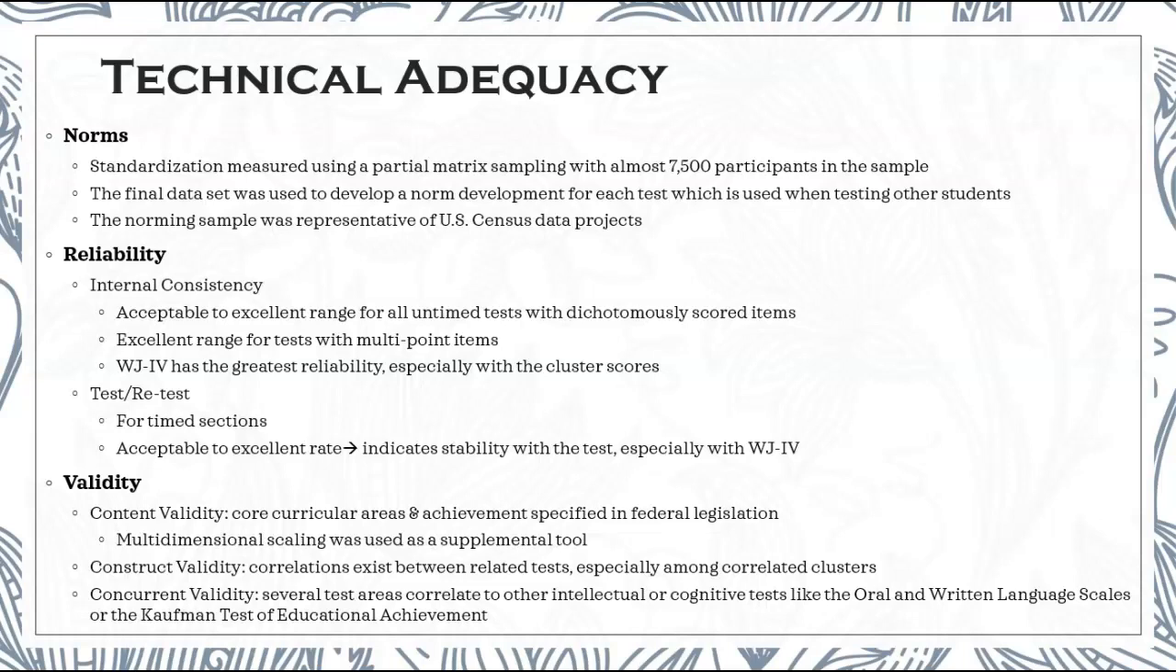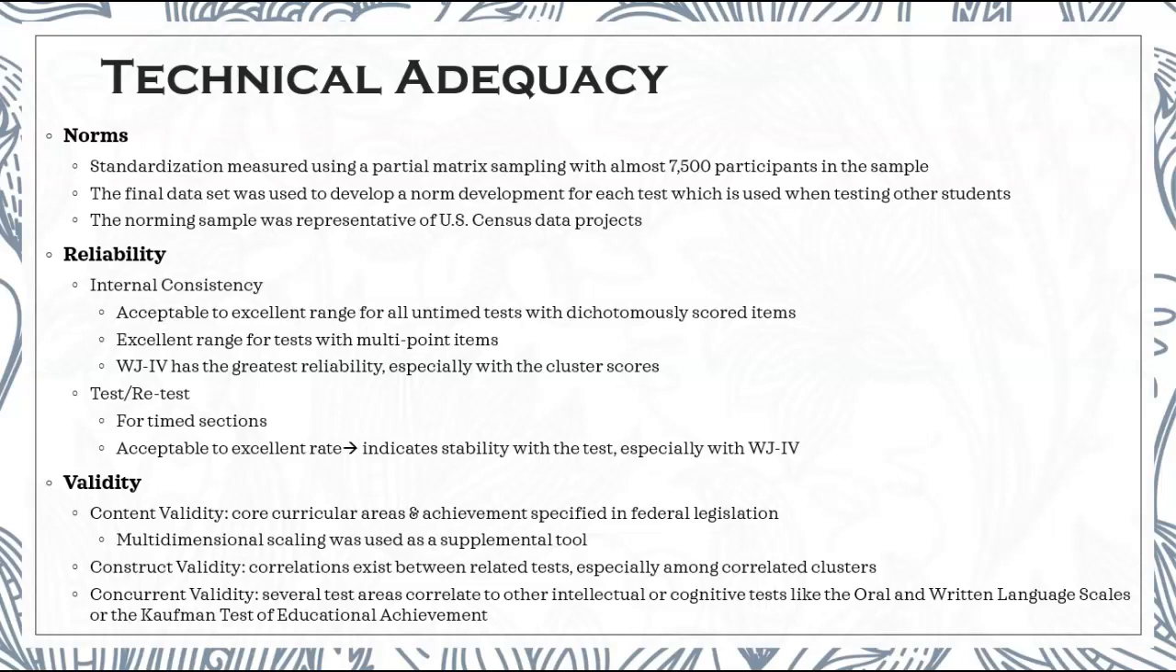Now, related to reliability, we have validity: how valid is this test? There are three different things: the content validity, construct, and concurrent validity. Content validity is the core curricular areas and achievement specified in federal legislation. So we're talking about content that is legitimized and relevant, and there's multidimensional scaling that was used as a supplemental tool. Content validity means that it's covering the content that it intends to test for.